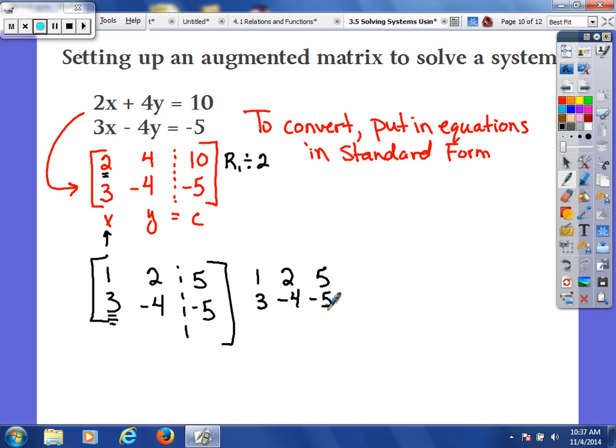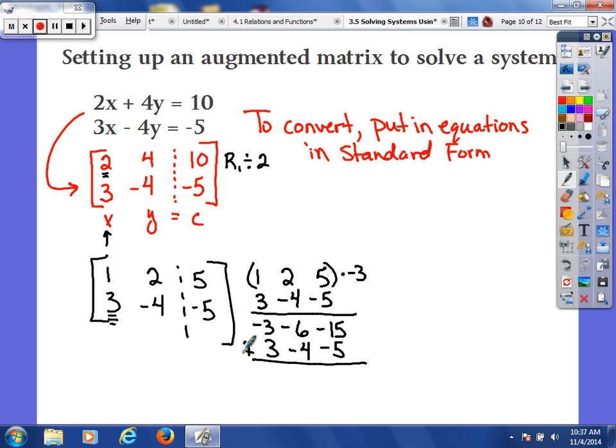Okay. I need to get rid of the 3. In other words, this 3 needs to be a 0. So I need to think, what would I multiply 1 by to get rid of a 3? Well, it needs to be a negative 3. I need to do the complete opposite. So my first row becomes negative 3, negative 6, negative 15. My bottom row stayed the same.